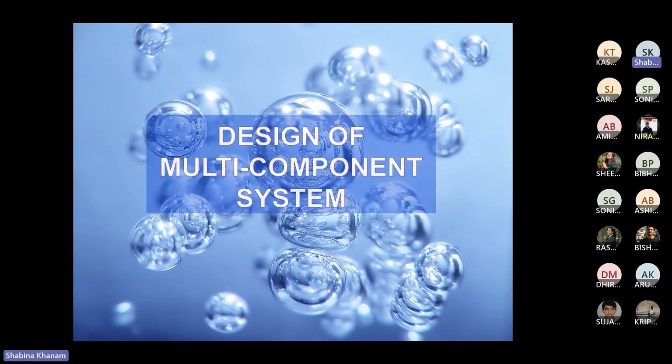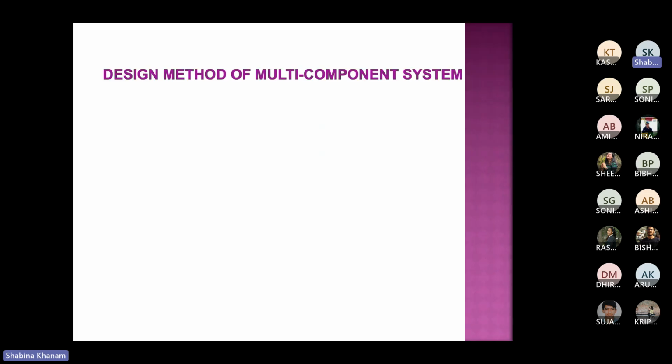Now, the next part is the design of a multi-component system. As we decided in the beginning, I'm just continuing this discussion. So the design of a multi-component system we will consider over here, and the design of a binary system you already know. For that binary system, the number of trays you can calculate based on the McCabe-Thiele method. Okay, so that you have already done.